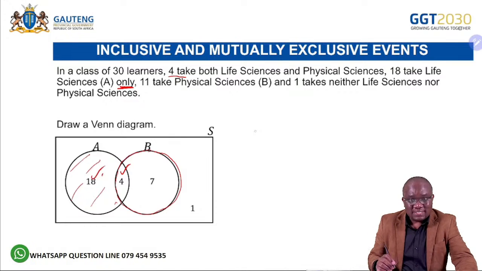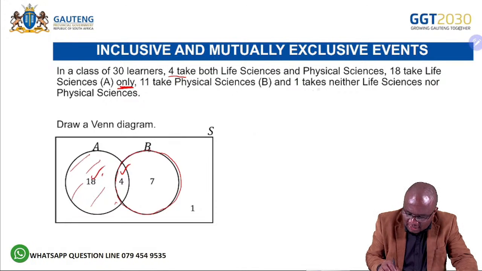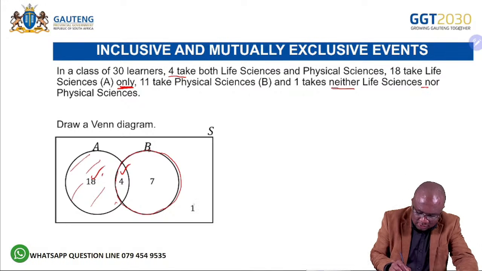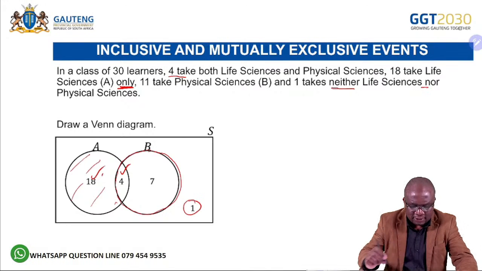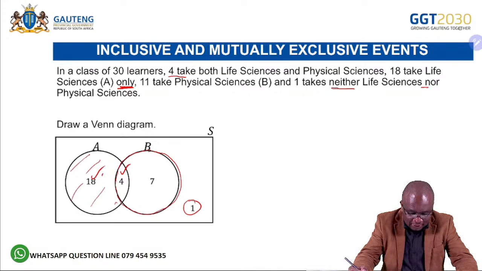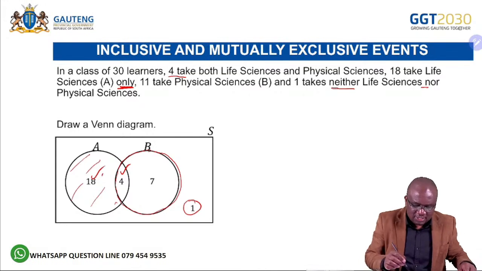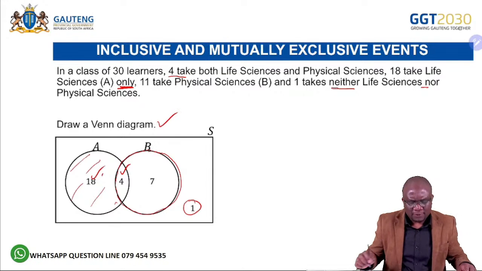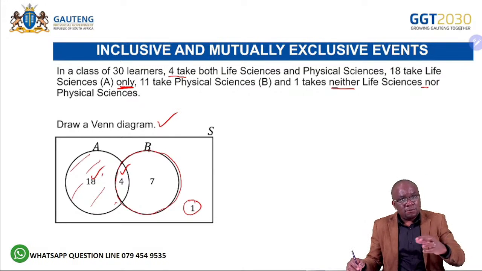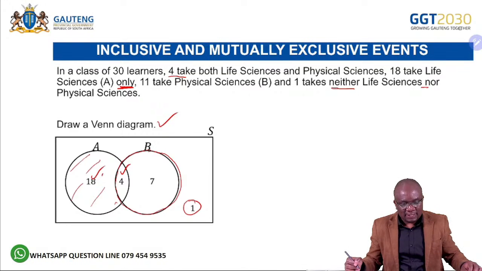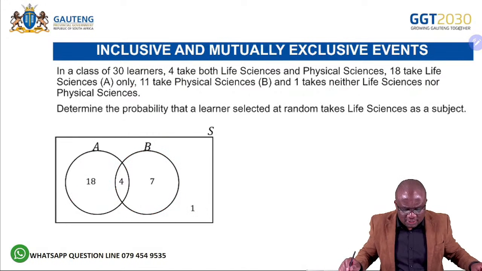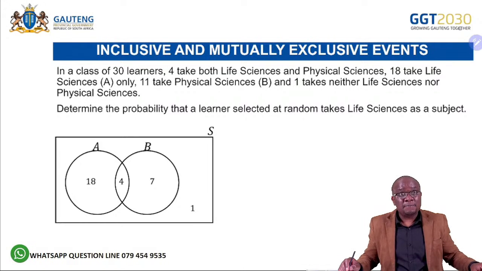Right, welcome back, Cretans. So we're saying that one takes neither life sciences nor physical sciences. So this one is out of the events. Okay, so we've answered our question because they said draw a Venn diagram. Now let's answer a few questions using our Venn diagram. Determine the probability that a learner selected at random takes life sciences as a subject.